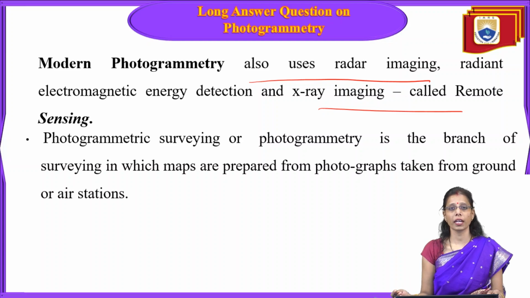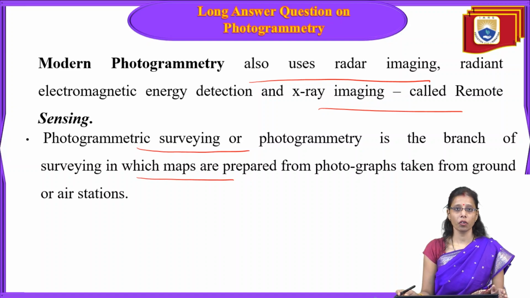So photogrammetry is also a kind of remote sensing, which is helpful in obtaining images without physical contact with the object. Photogrammetry is a branch of surveying in which maps are prepared from photographs taken from ground or air stations. Digital surveying is done with the help of photogrammetry. We can obtain graphs, maps and photos to find out more information about the images.